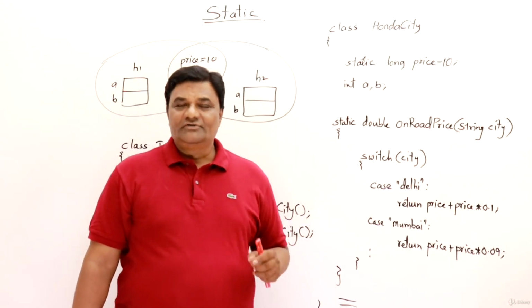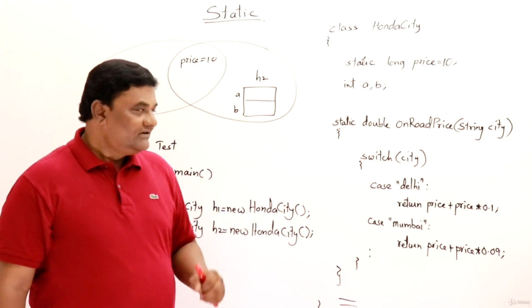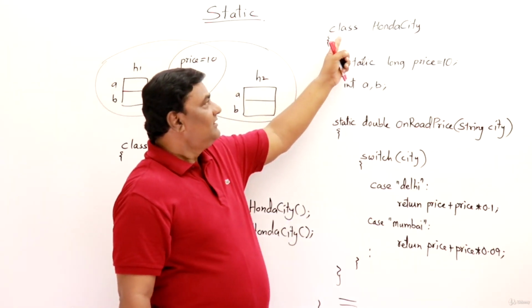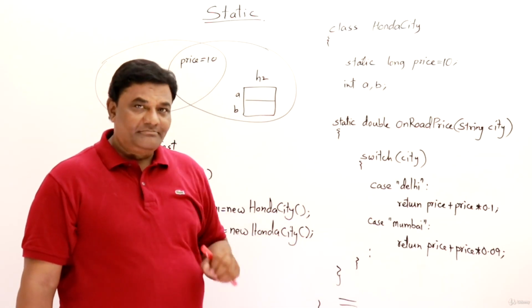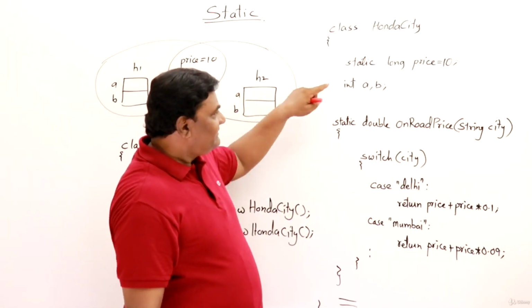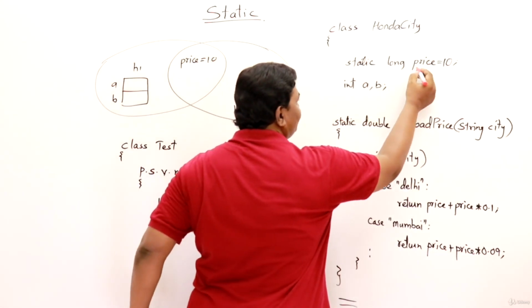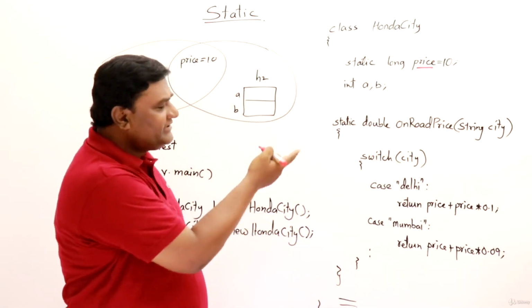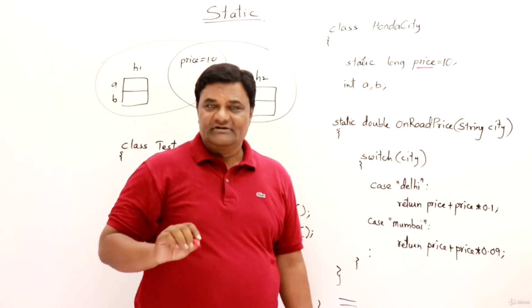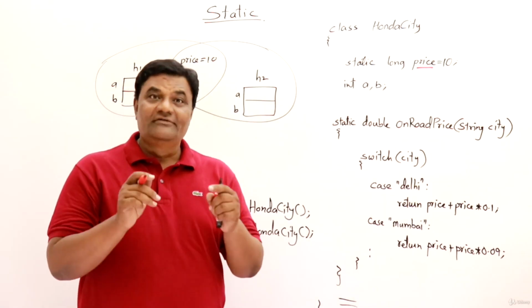Here I have an example to give you a clear-cut idea about the static keyword. See, I have a class called Honda City. It's a car model from the Honda company. Inside this, the first thing is static long price. See, the price of a car. I have just written the value 10 there, maybe 10 lakh or whatever it is. So the price is a value of a class, the data of a class.